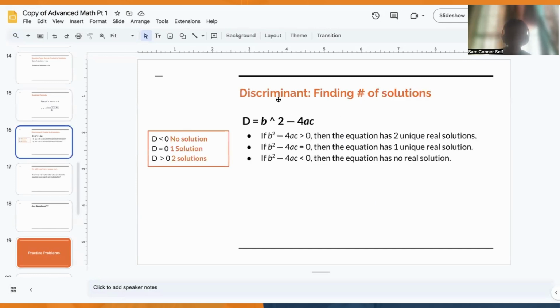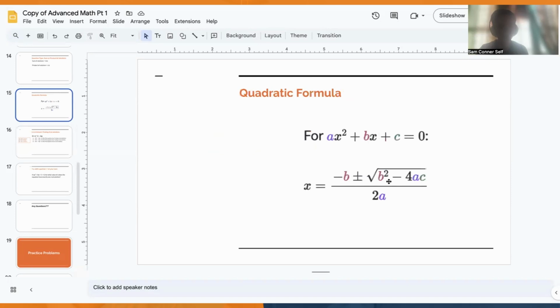Then, similar to systems of equations, there are three types of numbers of solutions that a quadratic can have. The way that you can find this faster than trying to factor it and then solving is using the discriminant. The discriminant is going to be this D right here, and it's going to be equal to b squared minus 4ac. And where we get that from is the quadratic formula. It's what's under this square root, b squared minus 4ac.